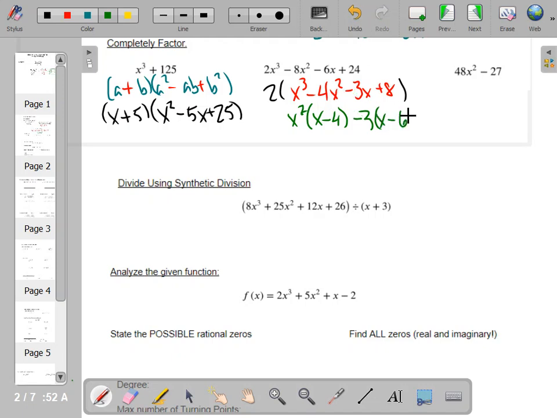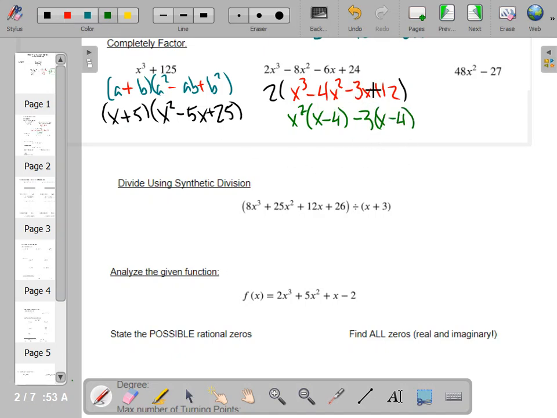X minus, wait a minute. That's not right. What did I do wrong? Oh, I see what I did wrong. Right here. That's not 8. 2 times 12. There we go. 2 times 12 is 24. Duh. Now, anyway, carry on. That's going to make more sense.